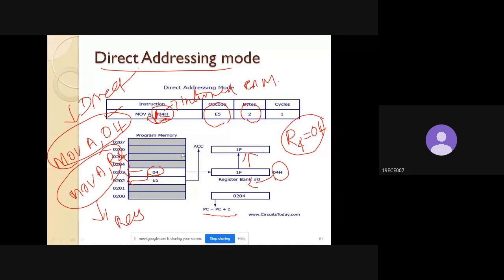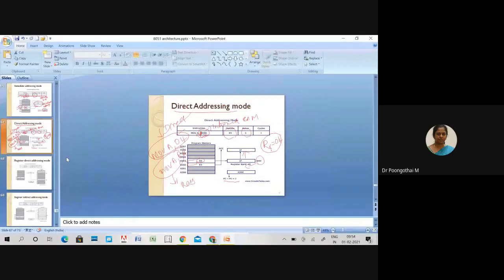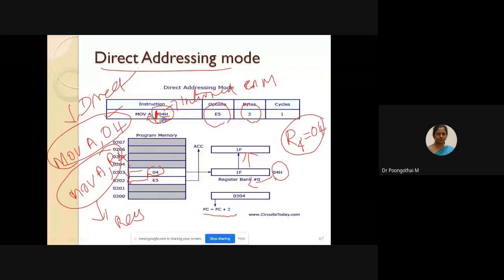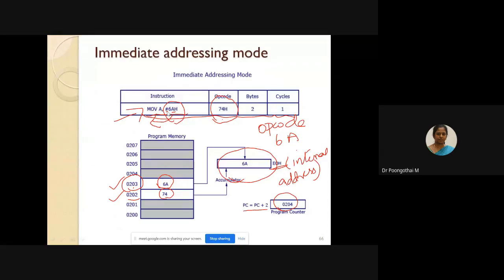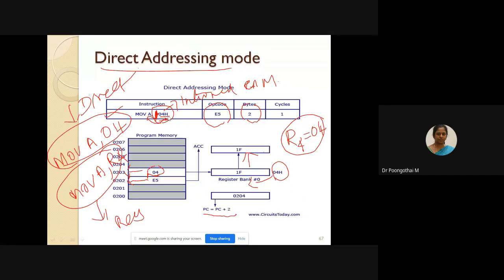So if the symbol is present, the number is considered as 8-bit data, as in the previous case. If the symbol is absent, the same number would be taken as an address. That's all. So according to the instruction, the content of 04 is transferred to the accumulator. The content of 04 is nothing but 1F. That 1F is transferred to the accumulator. So after execution, your accumulator holds this 1F value. Is that clear?